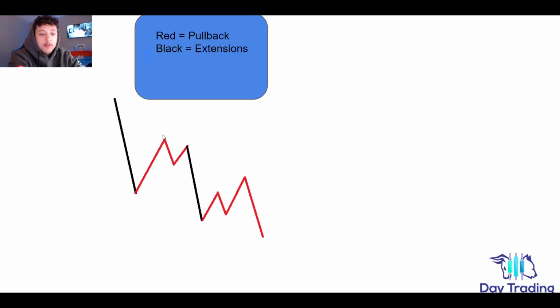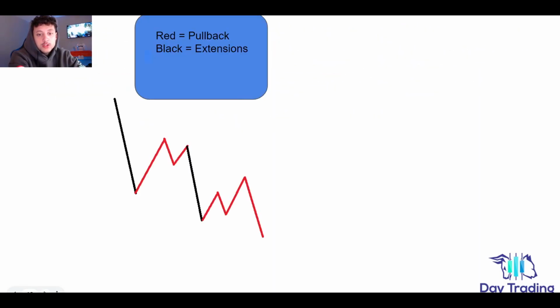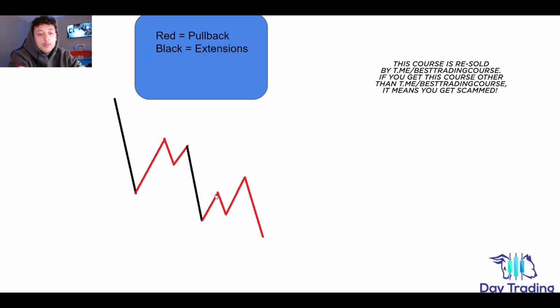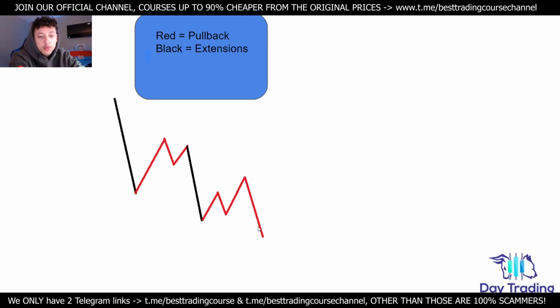So notice how we have this pullback. Now compare this to this. Notice how it's kind of just one leg down, one leg up, one leg down compared to this chart over here. We have one leg down, one leg up, then price comes down, then back up, and then we have the real extension to the downside. And then we have another extension to the upside, a pullback to the upside, a movement down, another pullback to the upside, and a movement down.